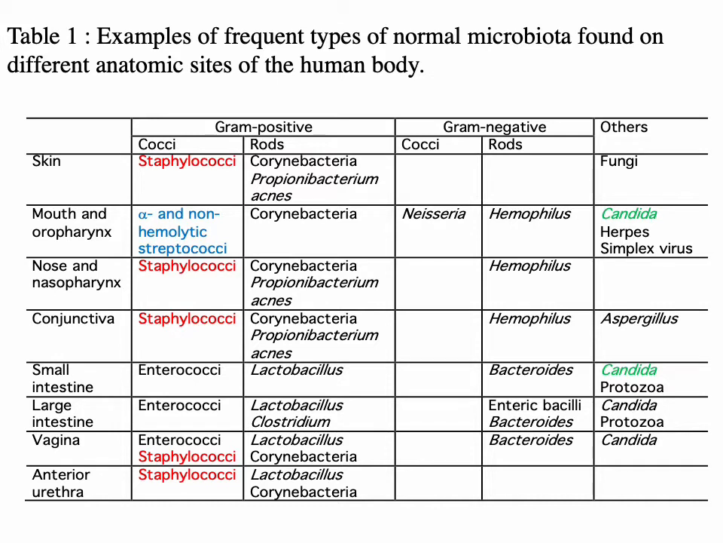But all these Streptococcus found in the mouth and the oropharynx are classified as alpha non-hemolytic. Hemolytic means that they lyse red blood cells. So there are three classes of lysis: alpha, beta, and gamma. Gamma is non-hemolytic. So the Streptococcus found in the oral cavity are alpha non-hemolytic.